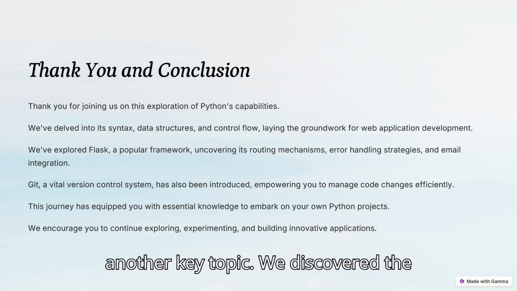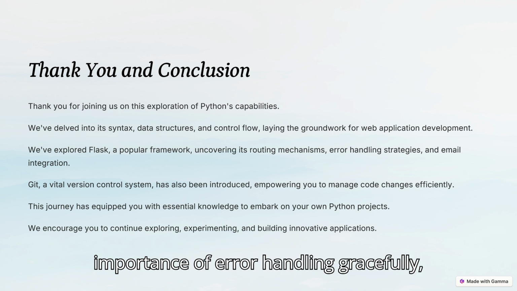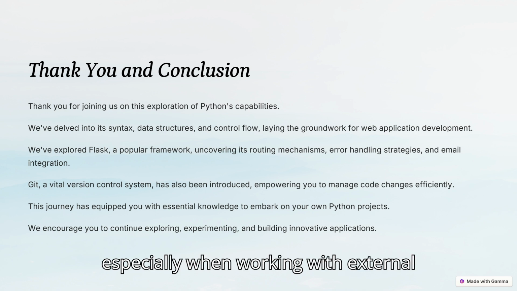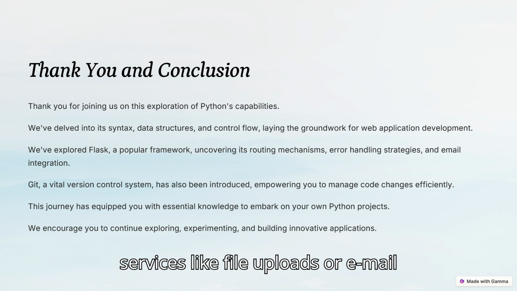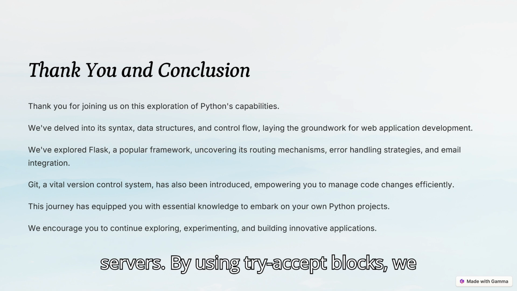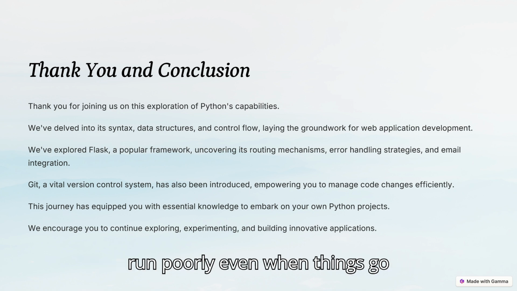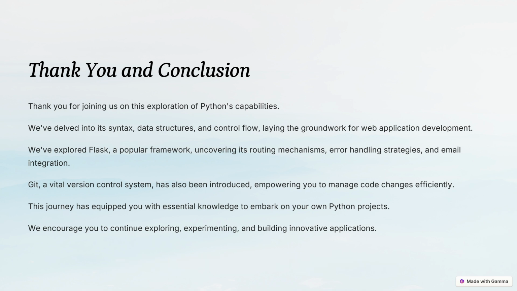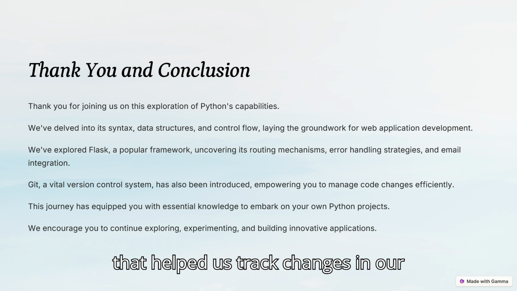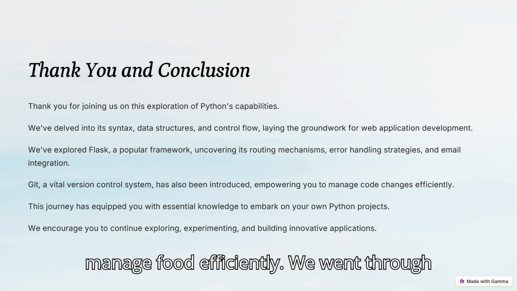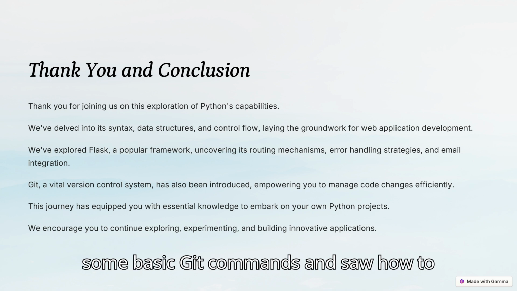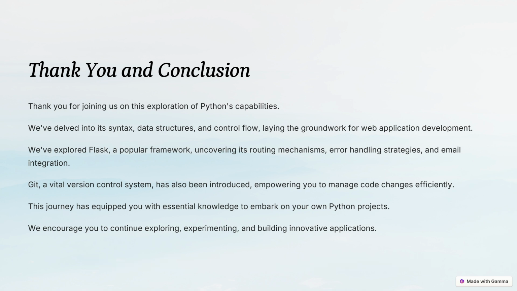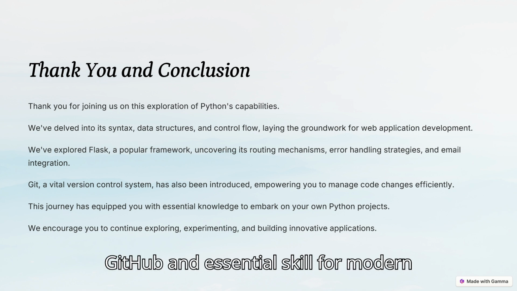Error handling was another key topic. We discovered the importance of handling errors gracefully, especially when working with external services like file uploads or email servers. By using try except blocks, we can make sure our application continues to run smoothly even when things go wrong. Finally, we covered Git, the version control system that helps us track changes in our project, collaborate with others, and manage code efficiently. We went through some basic Git commands and saw how to upload files to GitHub, an essential skill for modern developers.